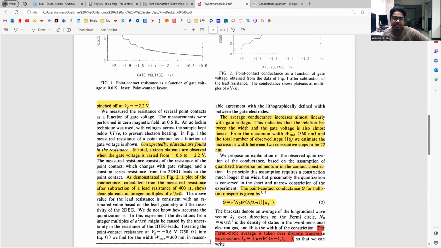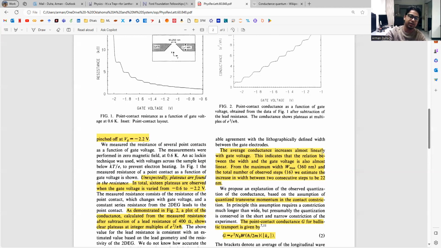And if you have 16 steps, and if your total change of width was from 0 to 360, then you get about 22 nanometer of separation. So as you increase the width of the point contact by 22 nanometer, you go to the next step and the next step. And this number will also be useful later.